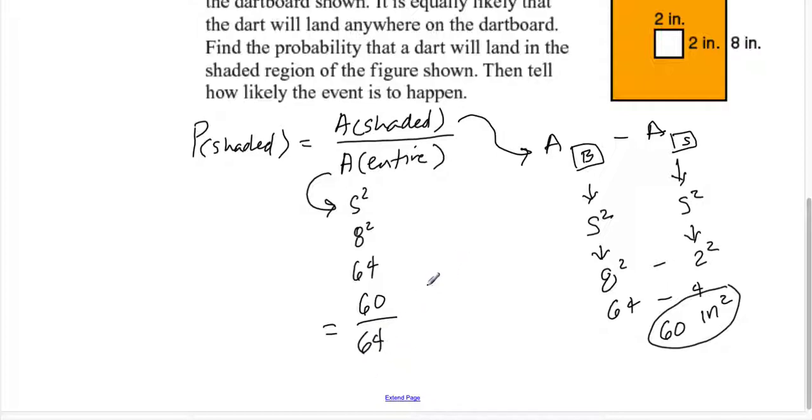Okay, and if you simplify this, this will become 15 over 16. At 15 over 16, that's close to 1. This means that the event is, well, actually I erased it. The event is very likely to occur, which is this one right there. There you go. So 15 over 16, the event is very likely to occur.